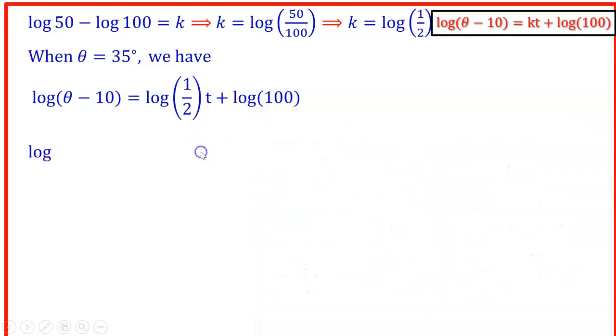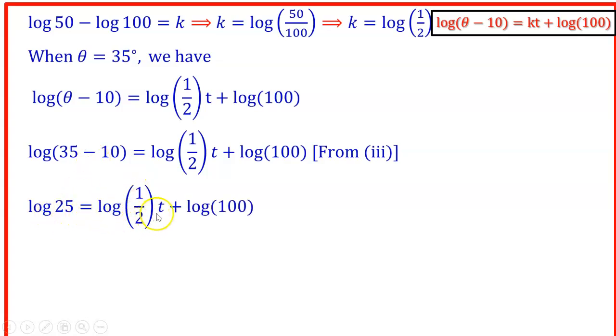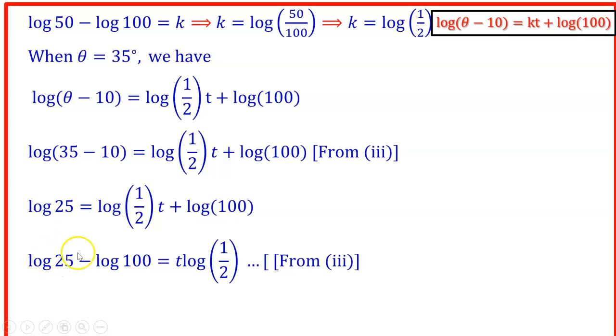Now replace theta by 35. Therefore, log(35 − 10) = log(1/2)·t + log 100. That is log 25 = log(1/2)·t + log 100. Shift log 100 to the left-hand side: log 25 − log 100 = t·log(1/2). Then you will get log(25/100) = t·log(1/2).